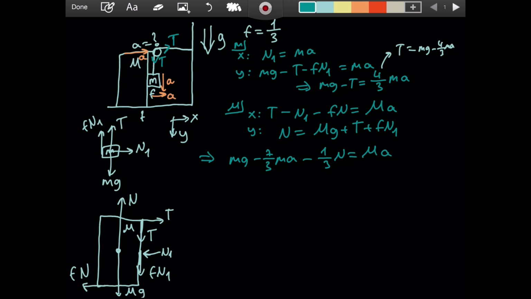Now let's focus on the y equation, because why not? And that tells us that N is equal to Mg. For T, I substitute mg minus 4 over 3 ma. And then we have f times N1. So it is 1 over 3 times N1, which is ma. And let's just add the last two terms to get minus ma.